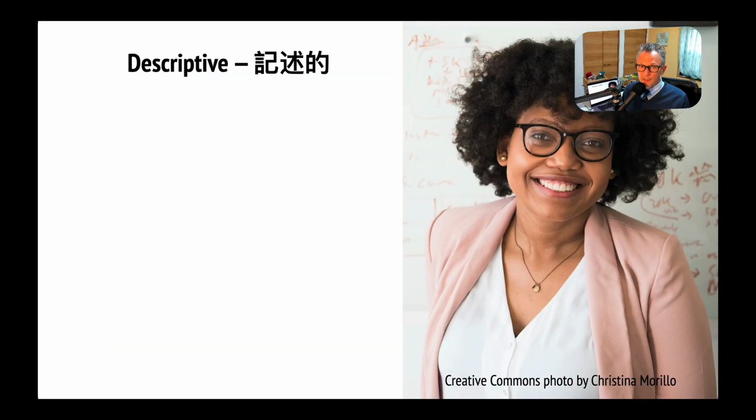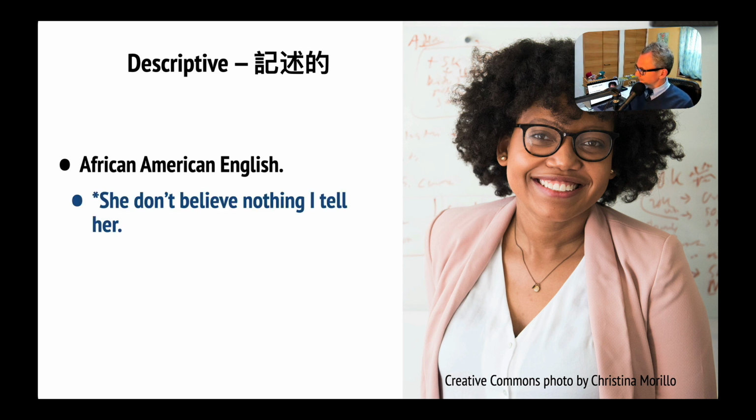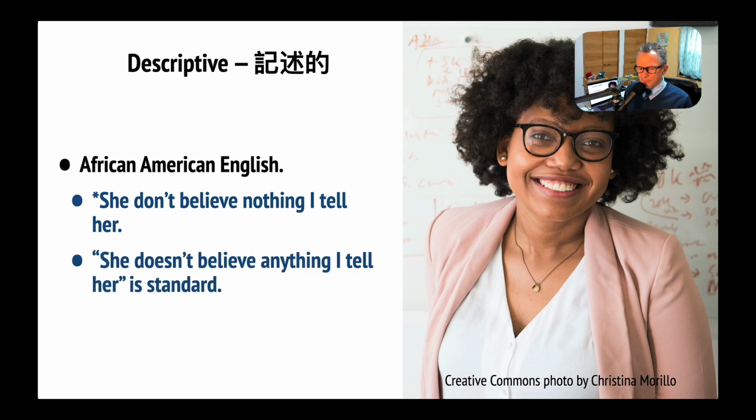So for one example of descriptive linguistics, let's look at African American English, right? So in an African American dialect, someone might say something like this. "She don't believe nothing I tell her." That is my imitation of it. And here it would be standard English: "She doesn't believe anything I tell her." But the African American dialect is actually following a set of rules, and those rules are correct within that dialect.